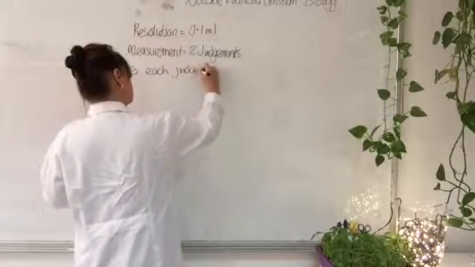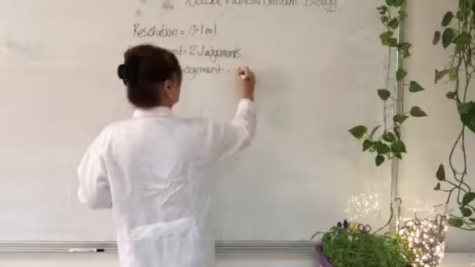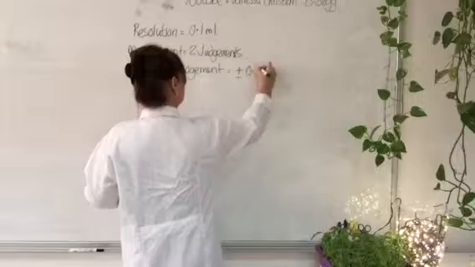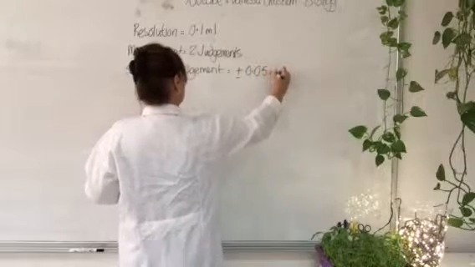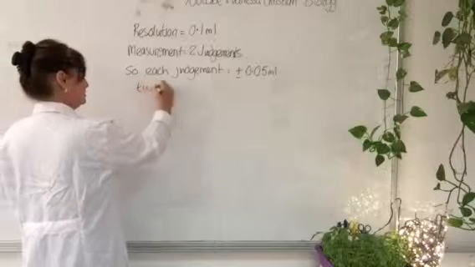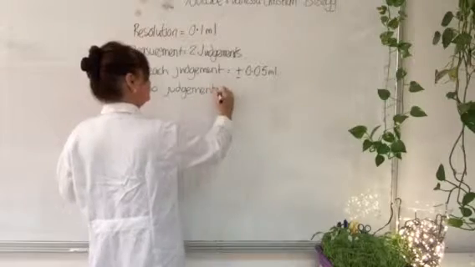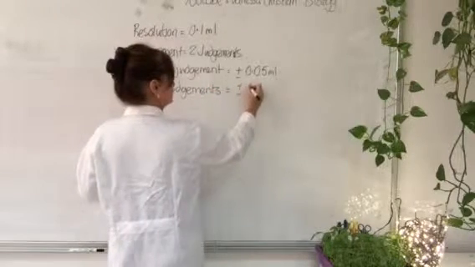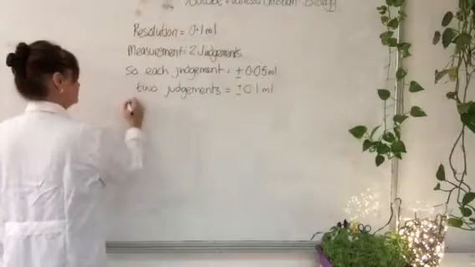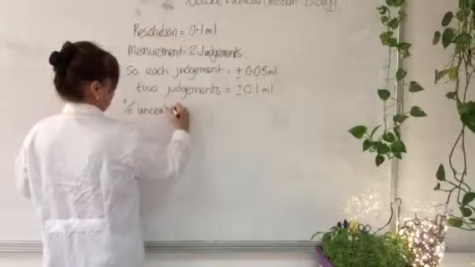So the smallest division on the pipette was 0.1 mLs. So that means that the uncertainty is going to be plus or minus 0.05 mLs. Now, because we've got 2 judgments, we have to add those together. So 0.05 plus 0.05 is, of course, 0.1. But, of course, this is plus or minus 0.1 because it was plus or minus 0.05.